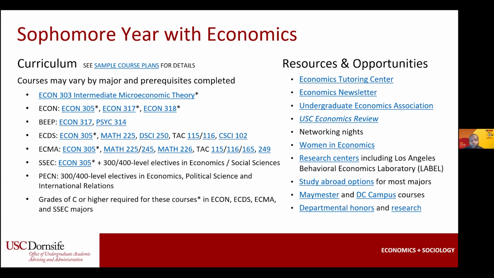Also, some of your courses will require a grade of C or higher for some of those core classes for the majors in economics, economics and data science, econ math, social science with economics, and social science with emphasis in economics. So this will be identified with the asterisk here on the screen, and you can also see your STARS report, and it'll show that the courses do require a grade of C or higher.